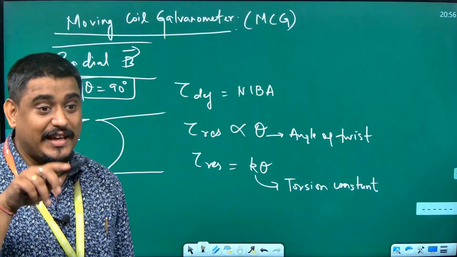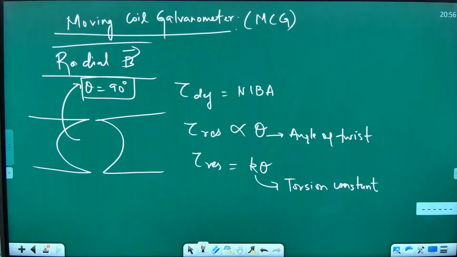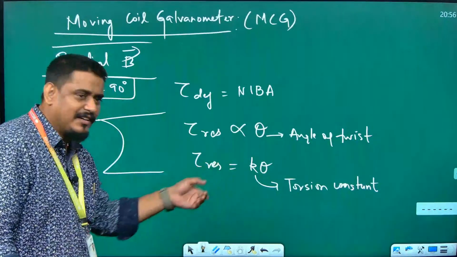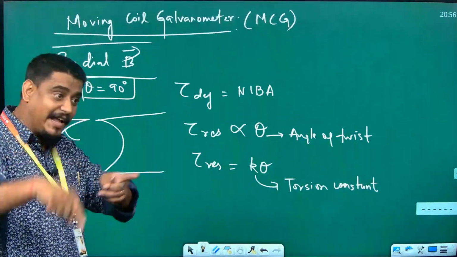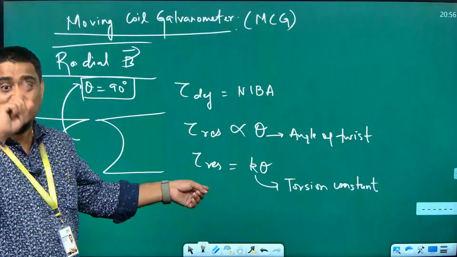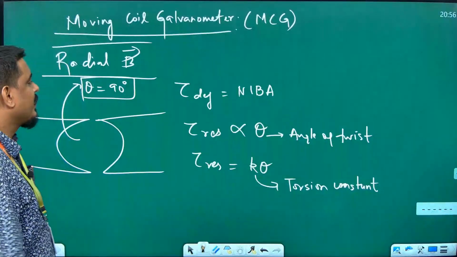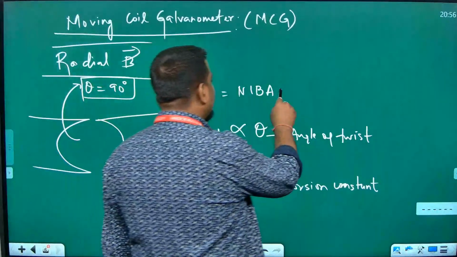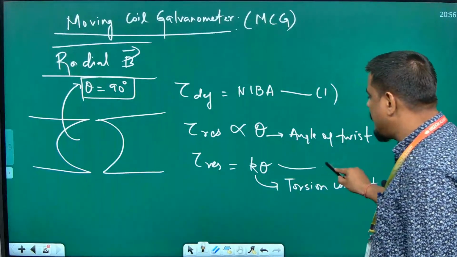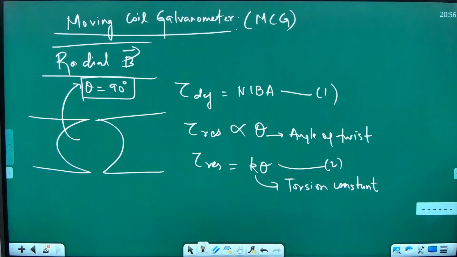You remember this similar thing has come in 11th standard work, energy and power, and also in the oscillations chapter. F is equal to kx, k is equal to F by x. Here k is equal to tau by theta. F was what? Force. Analogy, torque. X was displacement. Analogy, angular displacement. Right?